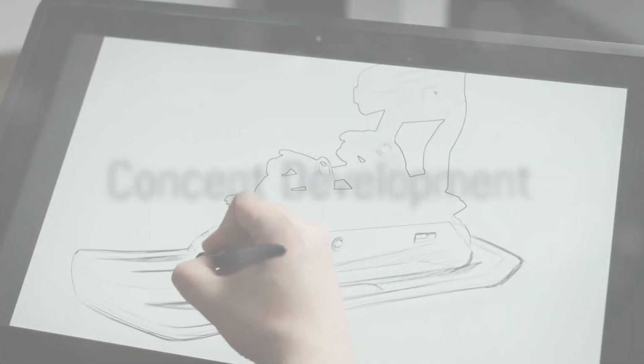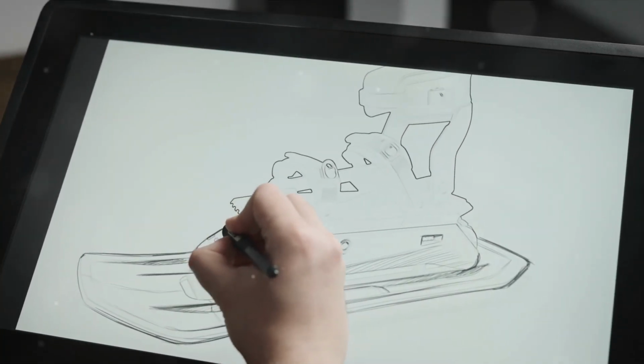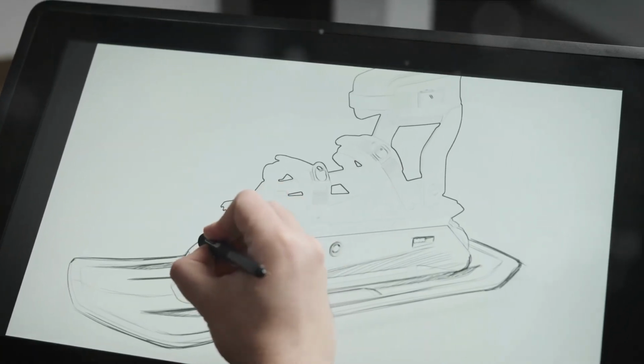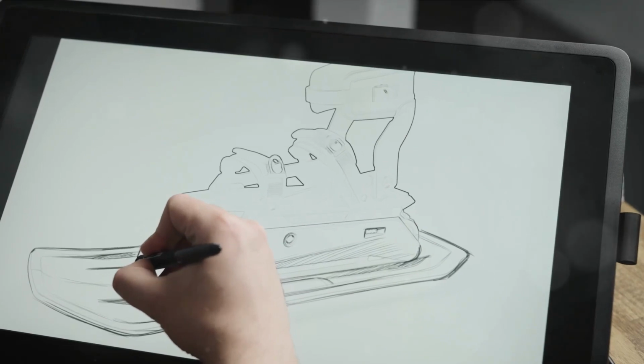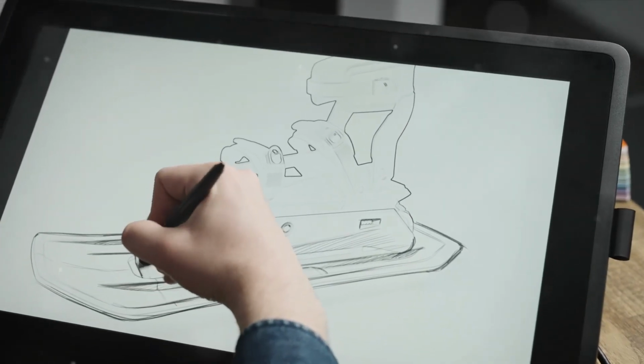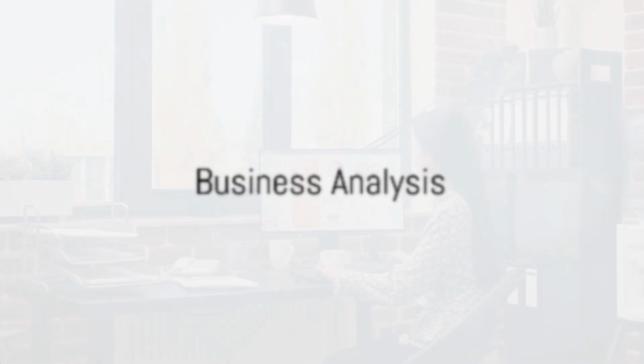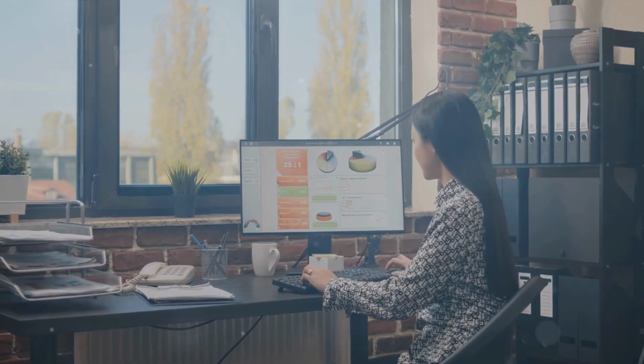Next, we move to concept development. Here the ideas are refined into viable product concepts. This involves evaluating the feasibility of each idea, defining the target market, developing a value proposition, and creating initial design sketches. The third step is business analysis, where the commercial viability of the product concept is assessed.